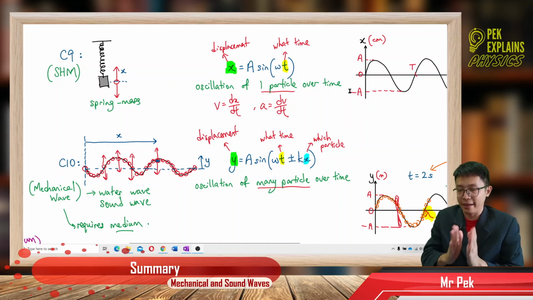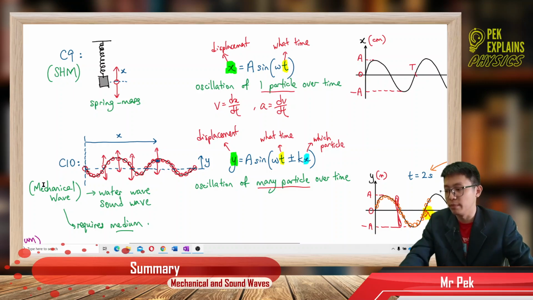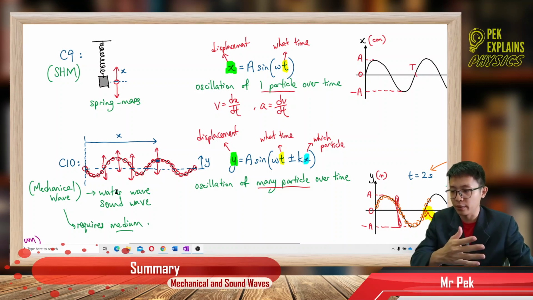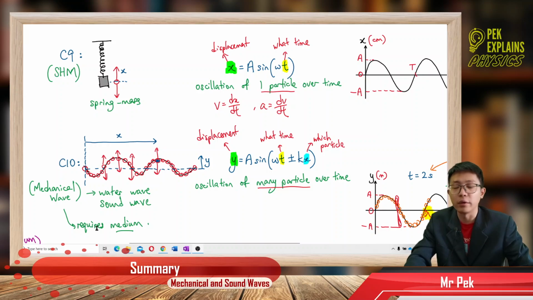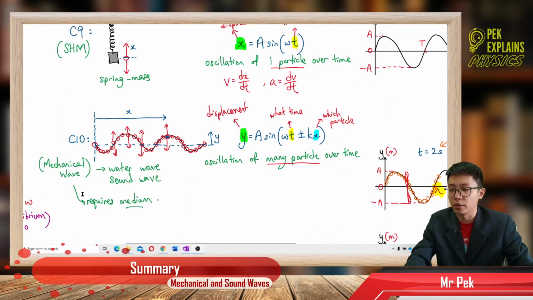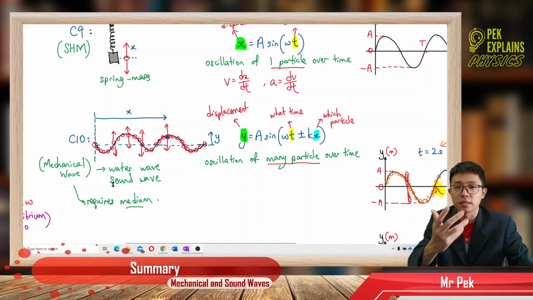So in chapter 10, our chapter now, the mechanical wave. We are going to learn about mechanical wave. For example, like we have water wave, we have sound wave. All these are mechanical wave. They are called mechanical wave because they require medium. Mechanical wave requires the medium to propagate their energy. Like water wave, it requires water medium. Sound wave requires air particle medium to propagate their energy.